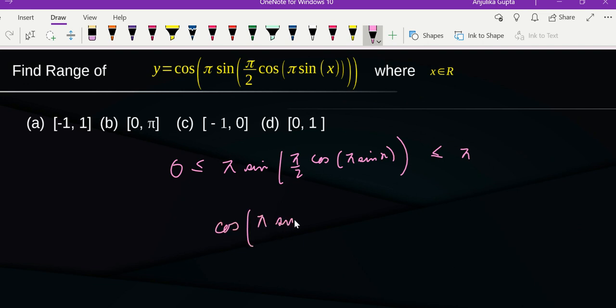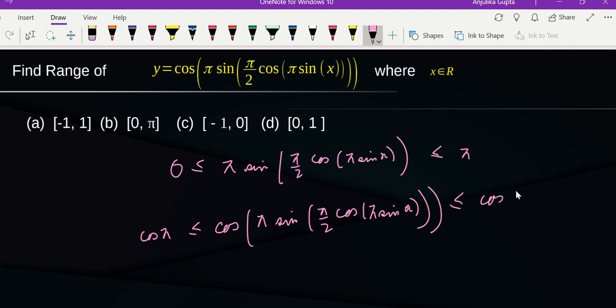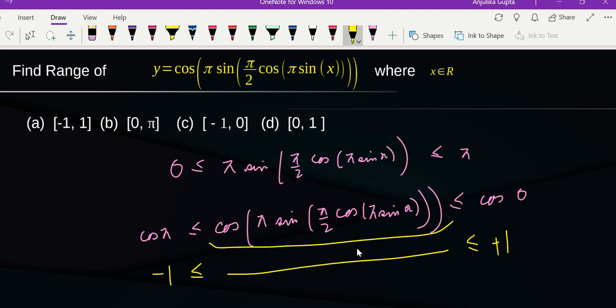This is the last time we are going to write everything over here. So this lies between what? Cos of pi, because cosine is a decreasing function, the inequality reverses. And what is your cosine of pi? -1 is less than the whole stuff, which I'm not going to write again, less than or equal to +1. So what did you get? This was the function which was given to you, and you got its range to be from -1 to +1.